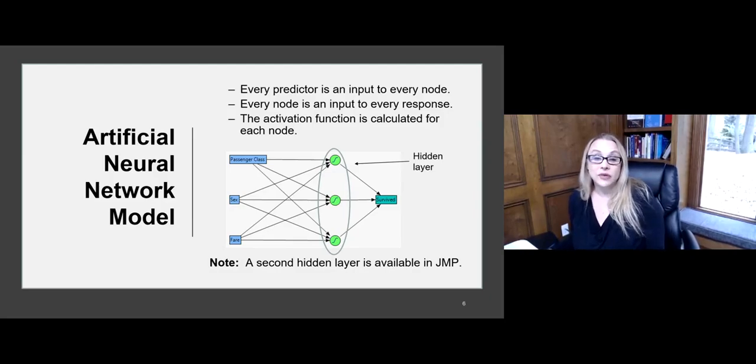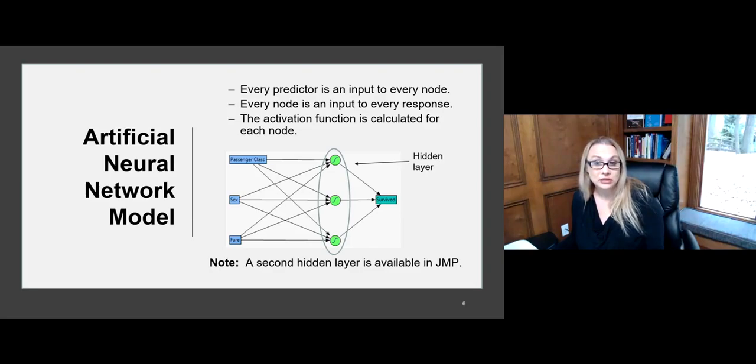The activation function is calculated for each node. So in this case, each one will have an activation function. In JMP, you can apply a second hidden layer. So this is an example of a 1 hidden layer neural network. But you can have 2 or more. And in those cases, you start getting into deep learning.